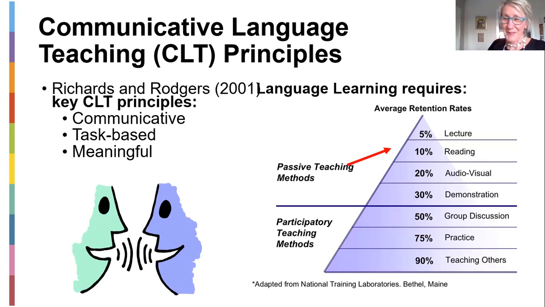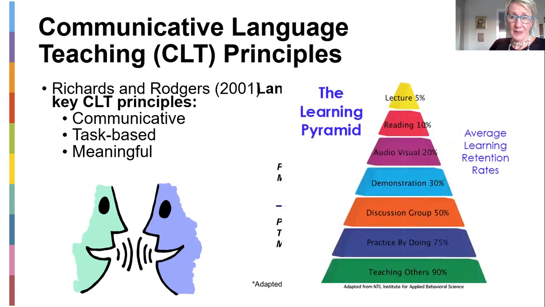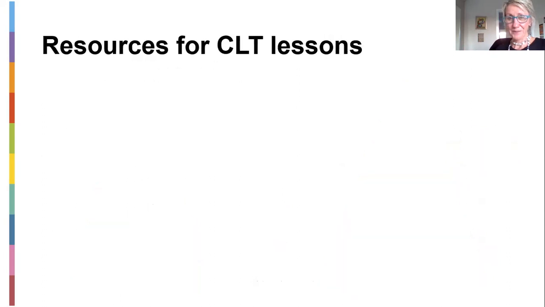Passive methods, lecturing: bad, only 5%. And participatory is good, especially teaching others. If you can use these practices in your classroom, remember, they are going to retain far more of what you're telling them. This is the learning pyramid again, right from the lecturing at the top, which means nothing, right to the teaching, where the 90% is so important.